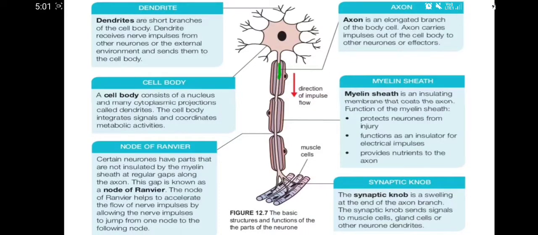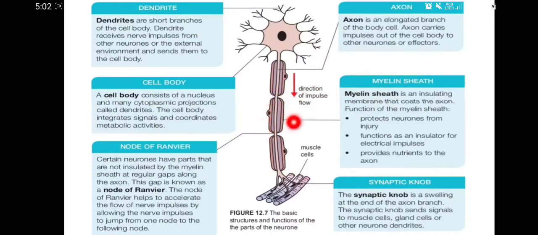This is the axon, the long ones are axons. Axon is an elongated branch of the cell body. Axon carries impulses out of the cell body to other neurons or effectors. So, different from the dendrite earlier, which receives nerve impulses, the axon carries the impulses out of the cell body to other neurons or effectors. So this axon is covered with myelin sheath.